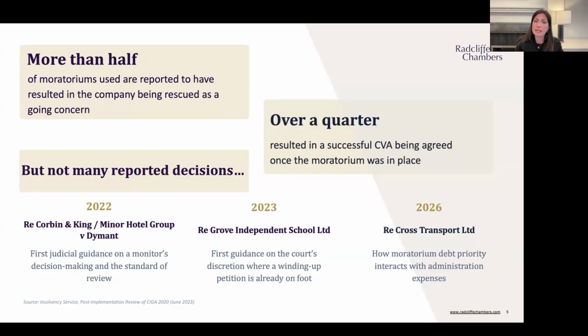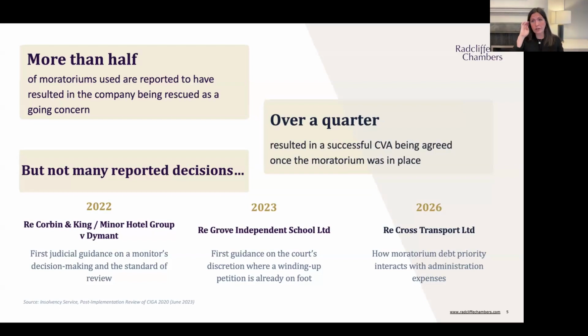Over a quarter resulted in a CVA being agreed once the moratorium was in place. But because of the nature of these, and as I say, I'll come on to why lots of them aren't dealt with in the authorities, there aren't many reported decisions. So in 2022, we had a case called Corbyn and King and Diamond. That was the first judicial guidance on monitors' decision-making, standard of review.